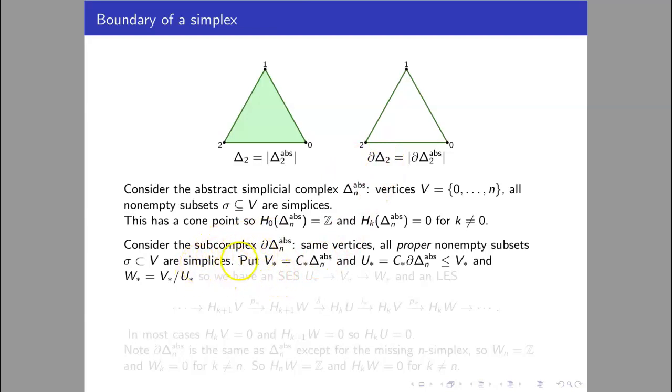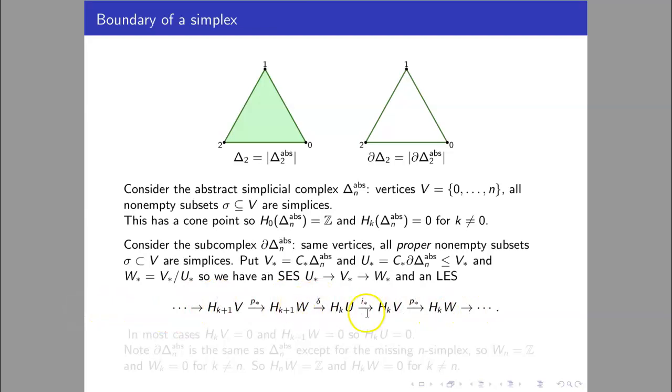To do that, we're going to use the snake lemma in terms of these complexes here. The main one that we're interested in is the chain complex for the boundary of the abstract simplex. We're going to call that U. That's a subcomplex of the chain complex for the full simplex, which we're going to call V. And then we define W to be the quotient, V star mod U star. So that means that we've got a short exact sequence. U star includes in V star, and then the quotient is W star. So U star, V star, W star is a short exact sequence. And so by the snake lemma, that gives us a long exact sequence like this.